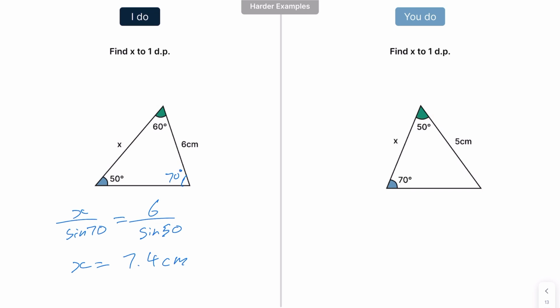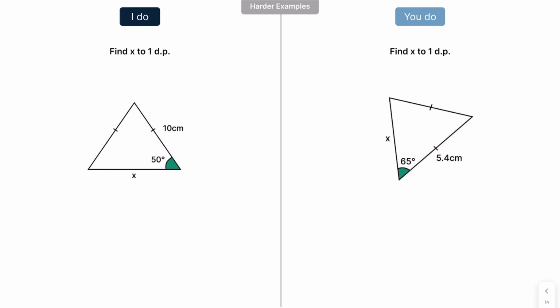Now, hopefully you've pressed pause and had a go at this. Again, you can't start here because we're missing something. So let's find that missing angle first. Well, that's 70, that's 50, so this must be 60. Angles in a triangle add up to 180. And now we do have an angle opposite x. So that is going to be x divided by sine 60, which is going to be equal to another side and angle opposite each other, 5 divided by sine 70. So x is equal to 5 times sine 60 over sine 70. We move the sine 70 over to the other side, multiply that out, and that is 4.6 centimeters.